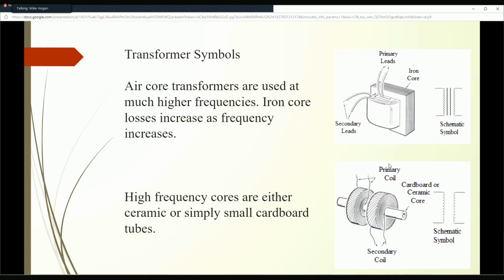And then we've got this one, a cardboard or ceramic core, or even an air core. That's its schematic symbol, primary once again, secondary. And this is probably the most common that you'll see.